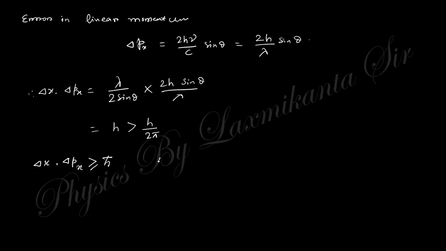H cross is the reduced Planck constant. H is the Planck constant, and h cross is the reduced Planck constant.